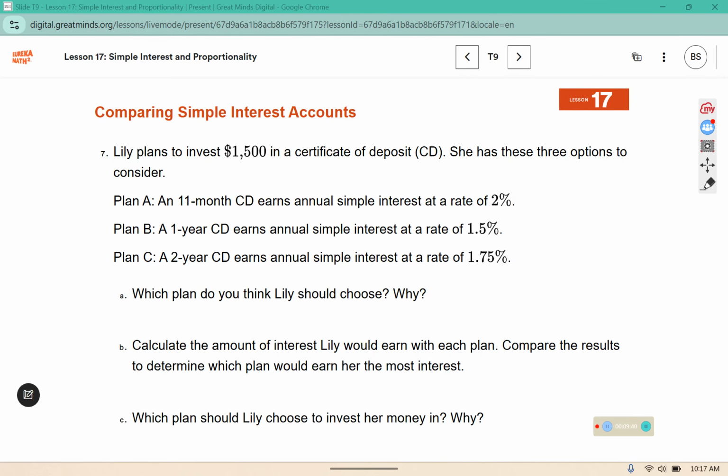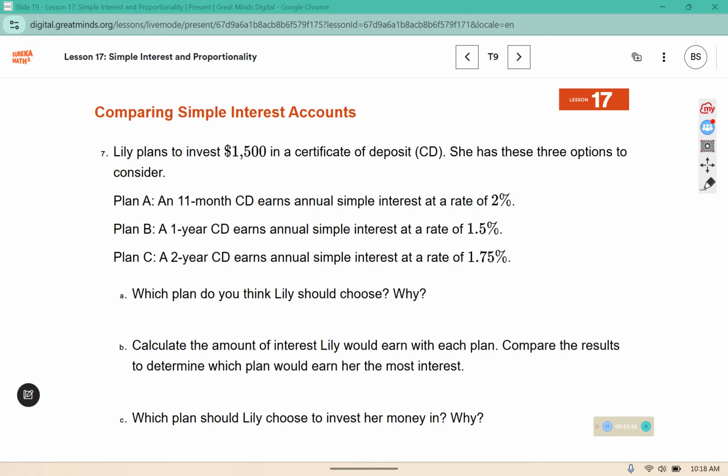Lily plans to invest $1,500 in a certificate of deposit, which also is known as a CD. She has 3 options to consider. Plan A, an 11-month CD earns an annual simple interest of 2%. A 1-year CD earns an annual simple interest rate of 1.5%. And a 2-year CD earns a simple interest rate of 1.75%. Which plan do you think Lily should choose and why?